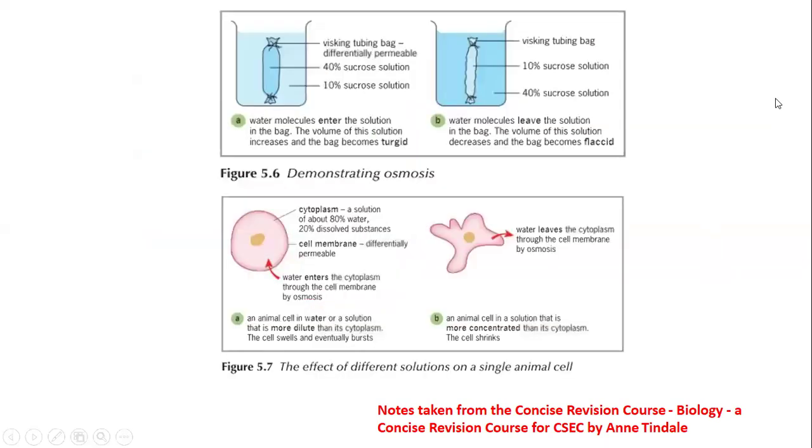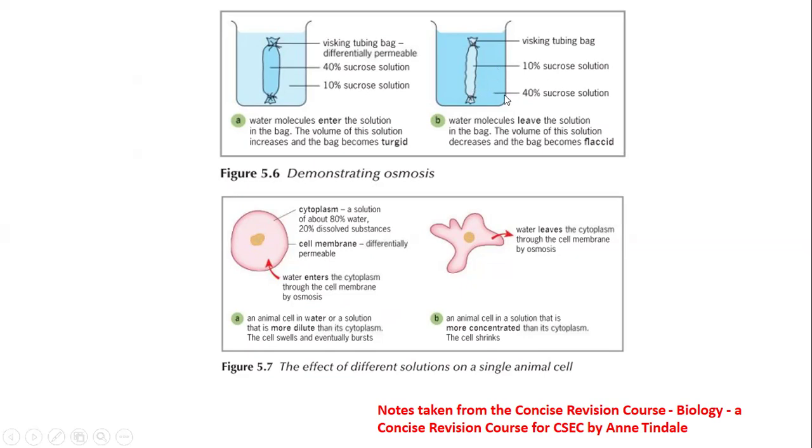Again, we'll see the same thing for either cells or just another container. So we see here where the bag contains 40% sugar, and outside has 10% sugar. That means inside the bag is more concentrated with sugar. So that means that water is of a higher concentration outside than inside the bag. So the water moves from outside the container to inside the bag. So it's moving from a place of high concentration to low concentration inside the bag in order to nullify the sugar content.